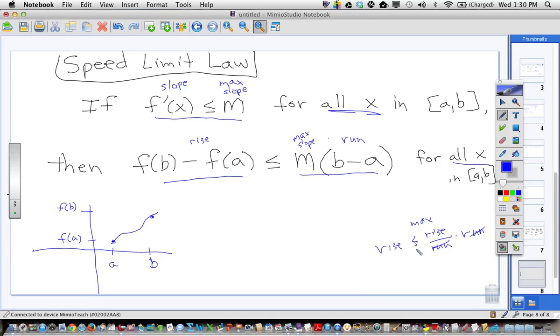Okay? Now, let's put that into rate terms. Instead of slope, let's talk about speed. And instead of rise, if those were miles on the y-axis, what would f of b minus f of a be? Distance traveled, right? And what would b minus a be if that was hours on the bottom? Time traveled, hours traveled, right? So this would be, if we know the max speed, if we know the fastest we ever went.